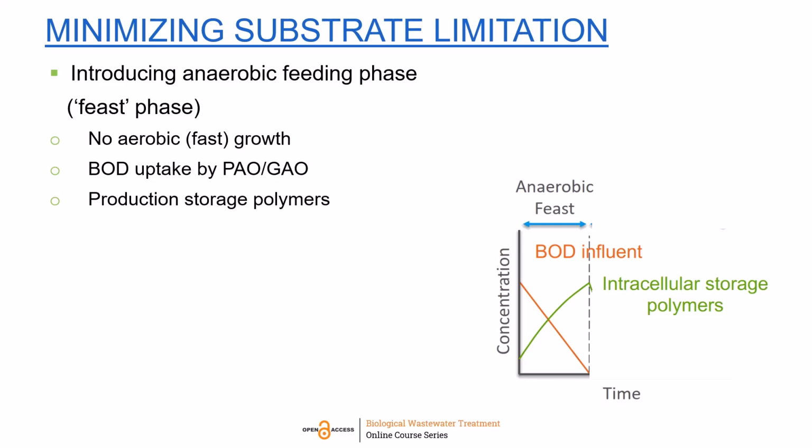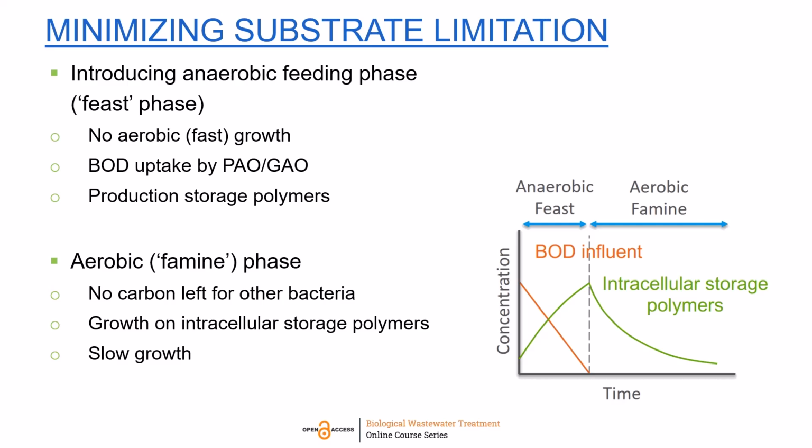Given that the feeding phase is anaerobic, there will be no aerobic growth of heterotrophic bacteria, which we know takes place very fast. The biodegradable organic carbon, or BOD, will be taken up by PAO and GAO, phosphorus accumulating organisms and glycogen accumulating organisms. They will use it to produce storage polymers.